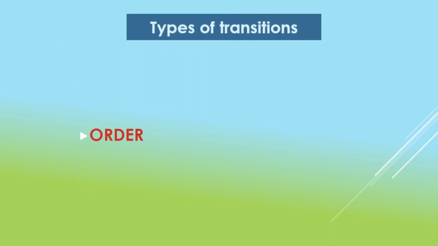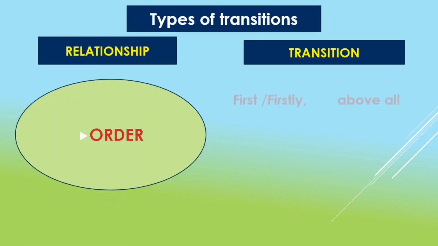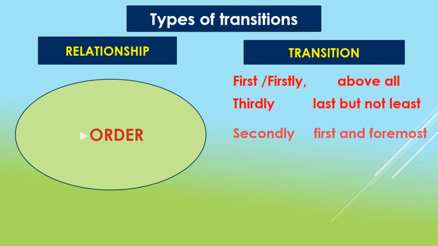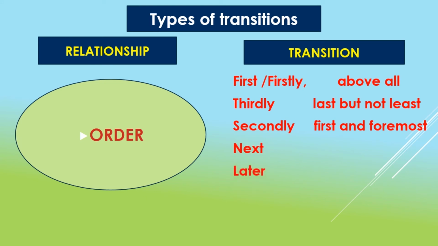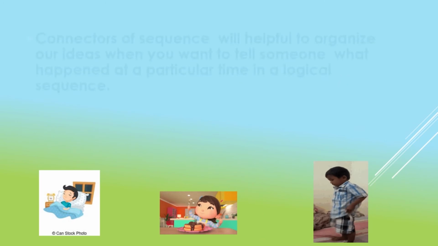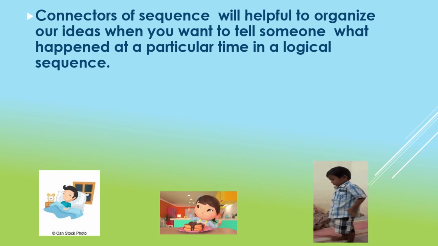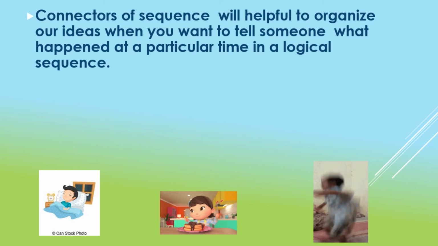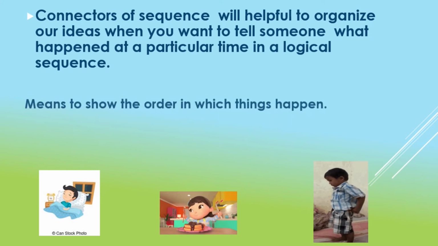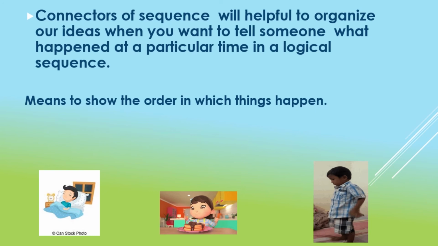The next one is order. The transitions are first or firstly, secondly, thirdly, next, later, first of all, now, above all, last but not least, first and foremost. Connectors of sequence will be helpful to organize our ideas. When you want to tell someone what happened at a particular time in a logical sequence, it means to show the order in which things happen.